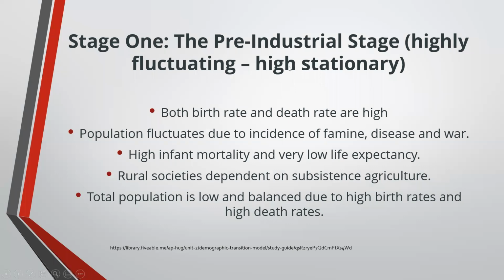Now, stage 1, also known as the pre-industrial stage, high stationary stage, or highly fluctuating stage. In this stage, both the birth rates and death rates are extremely high, and the population fluctuates mainly due to the incidence of famine, disease and war. This was quite early, before the industrialization phase, and most of the countries faced these challenges like disease, war, and high infant mortality, and very low life expectancy was the hallmark feature of this stage. Most of the societies were rural, depending on agriculture and organic products, and the total population was low but balanced because both the birth rates and death rates were high.